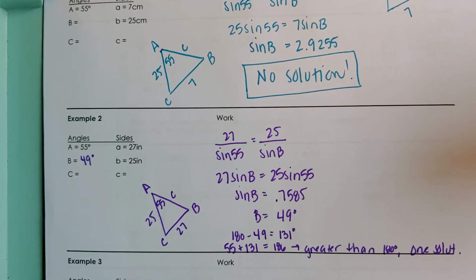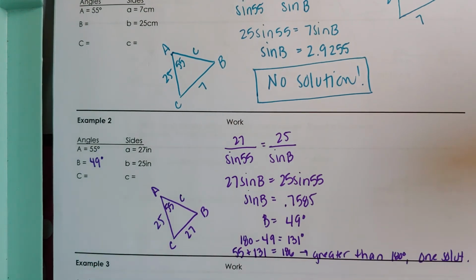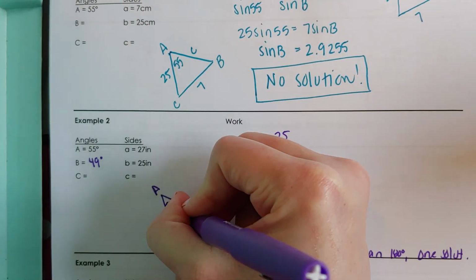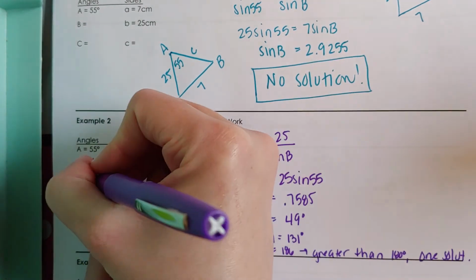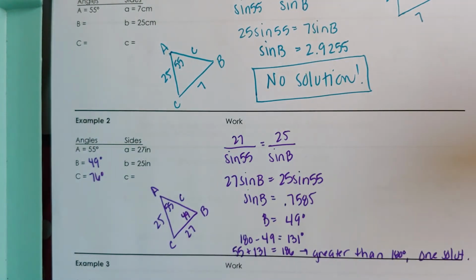Okay, so we're going to then go ahead. We just need to find C and little c. If you know 2 of the angles, so we said B is 49, and we already know A was 55, subtract those from 180 and you get that C is 76.